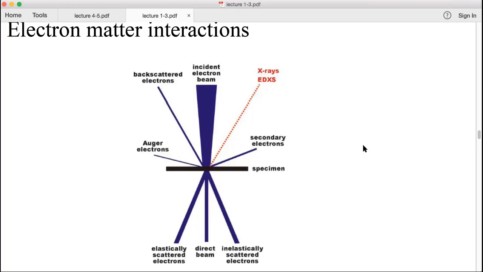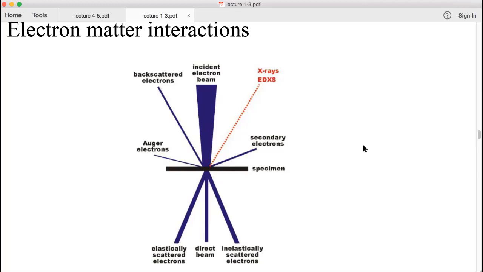Specimen means you have atoms, right, in the specimen, and these electrons can elastically scatter from these atoms, or they can inelastically scatter. Inelastically scatter means this incident electron loses some of its energy inside the specimen. So they are inelastically scattered. They can produce Auger electrons. I'll be talking about these Auger electrons later. And then they can produce secondary electrons, X-rays, and backscattered electrons.